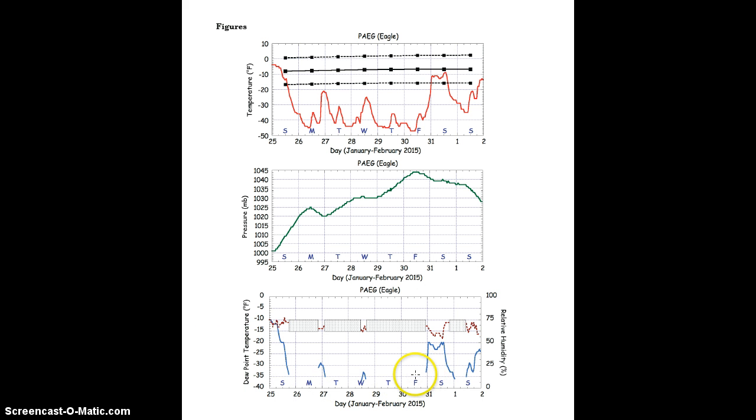And on the 31st, when the temperature rose and stayed consistent from the morning of the 31st into the day of the 31st, the dew point also rose and stayed about consistent, and then fell and then rose with the temperature into the second day of February.